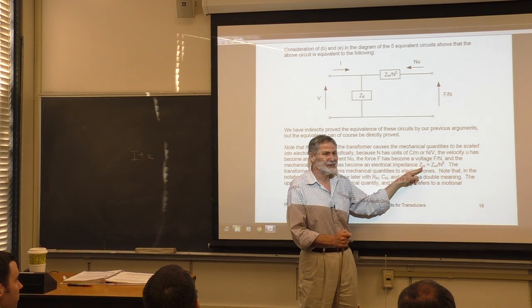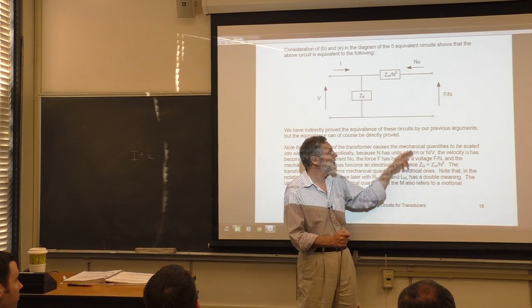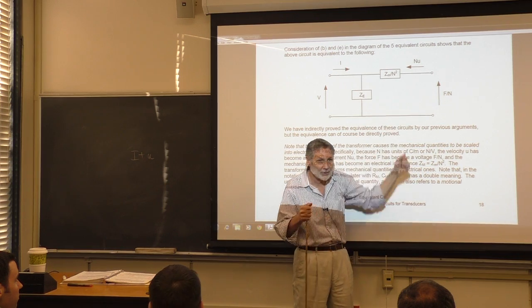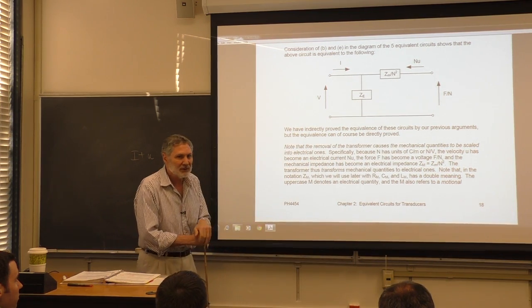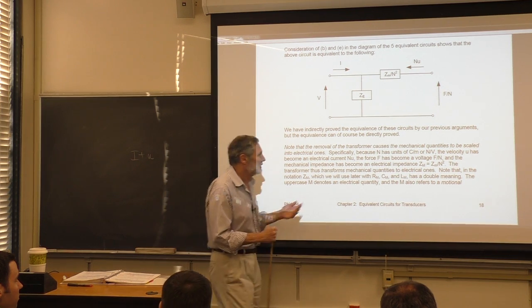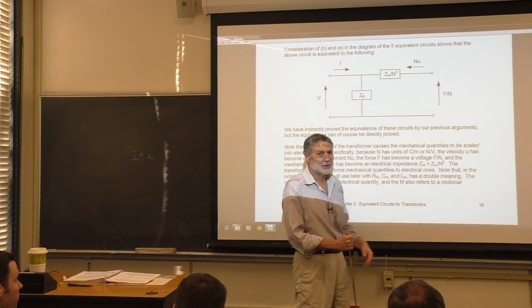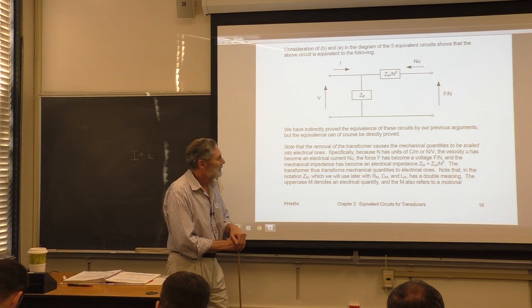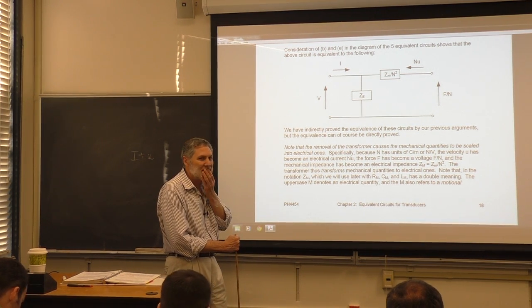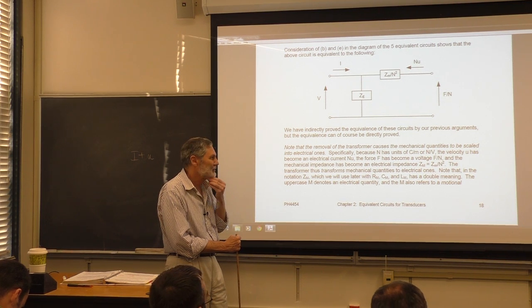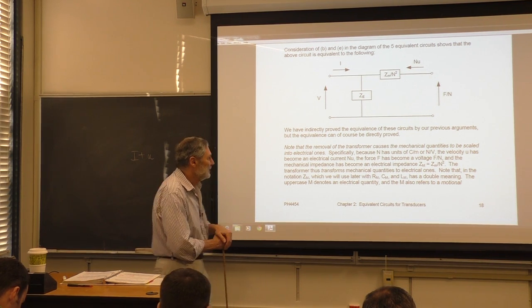But the M also stands for motional. This is an electrical quantity that corresponds to mechanical motion. So we call this the motional impedance. And it's kind of nice, it's got the capital M there. It serves two purposes: to tell you that it's electrical, the electrical analog of the mechanical impedance, and it's also the motional impedance.